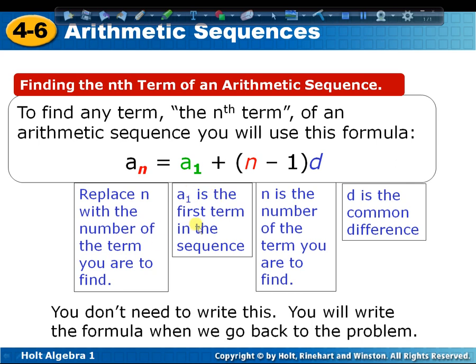a sub 1 is the first term in the sequence. So you're going to look and say, what's the first term that I see? That's your a sub 1. n is the number of the term you are to find. Again, if it's the 25th term, you're going to plug in 25 for n. And d is the common difference, and we talked about that being the number that you're adding each and every time.